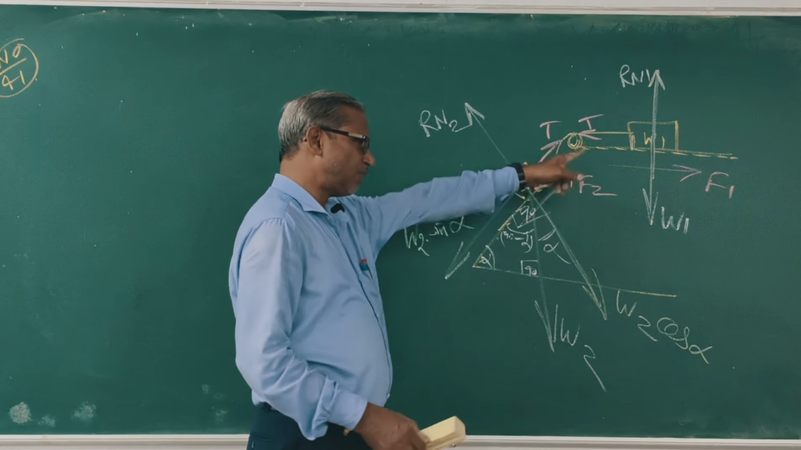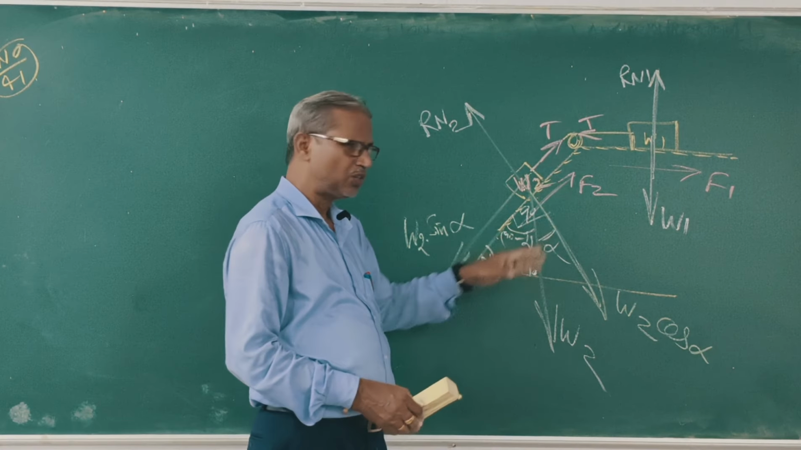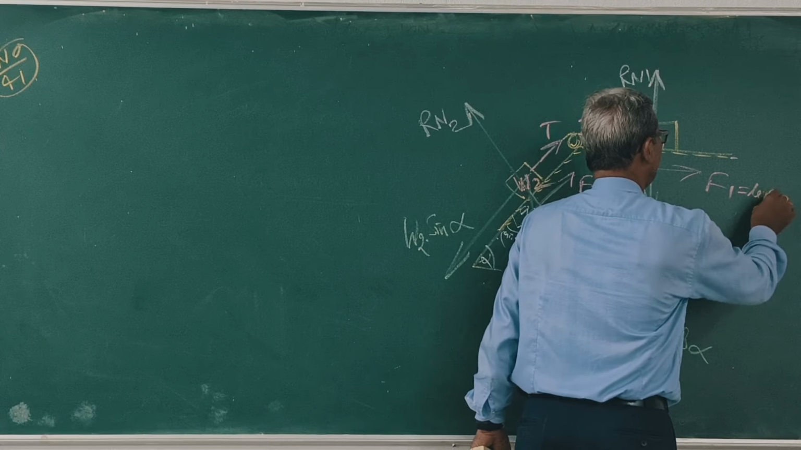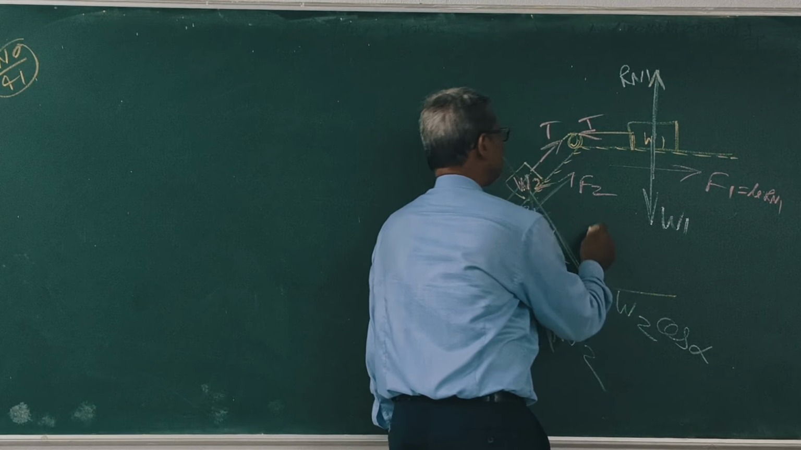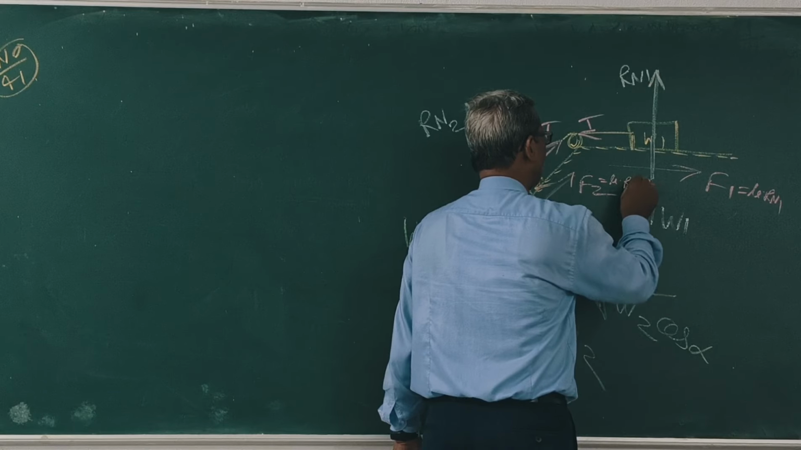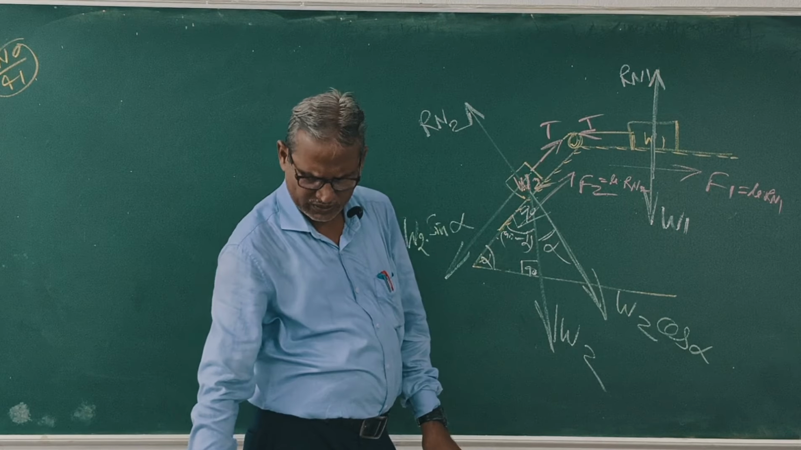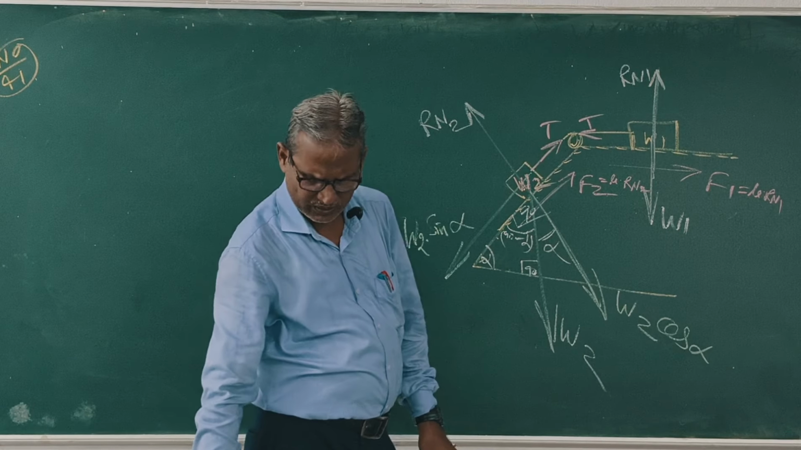Now come to figure 1, block 1. For block 1, this is T, F1, Rn1, W1. Since mu is the same for both blocks, what is F1 equal to? F1 is mu Rn1. What is F2? Mu Rn2. Clear? Now, first consider block 1, then block 2. Clear?